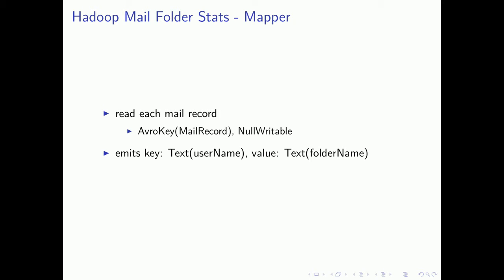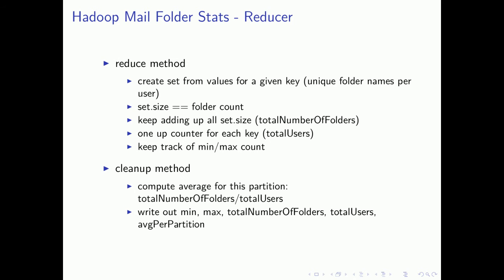Now there's going to be a lot of duplication, right? If I have like 1,000 emails in the business folder, I do Kenneth Lay business 1,000 times. And we'll deal with that on the reducer side. So in the reducer, I want to create unique folder names. And so I use a set. A set only contains unique things. And so as I iterate through all my folder names, I just put them in the set. And the set eventually is going to have just the unique folder names. So the set size is really the folder count for that particular user.